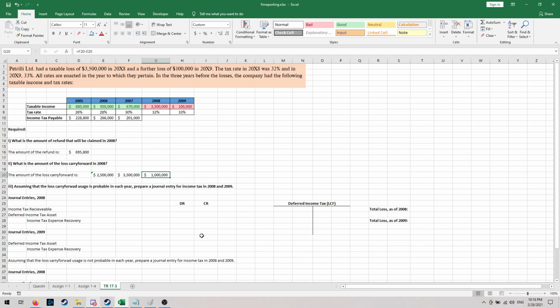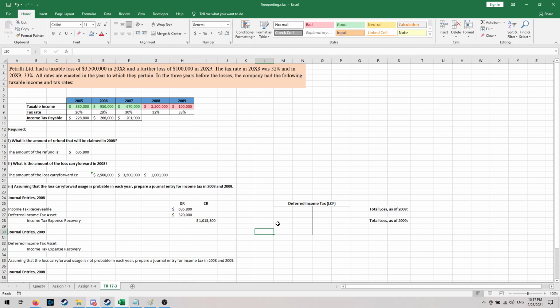So in that case, we're going to carry that loss forward in the hopes of covering gains in the future. So the first step here is we're going to get our income tax receivable back. That's an asset, and that's also going to be a debit. Next, we have to defer this. We don't carry the whole $1 million forward. We carry forward $1 million times the tax rate, in this case 32%. So we can press equals 1 million times 32. We can see that we're going to carry forward $320,000. And our income tax expense recovery is a plug. It's just our debits summed up.